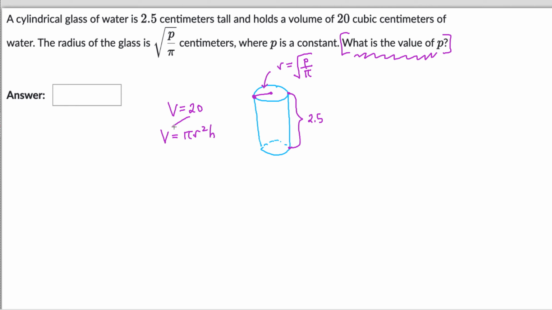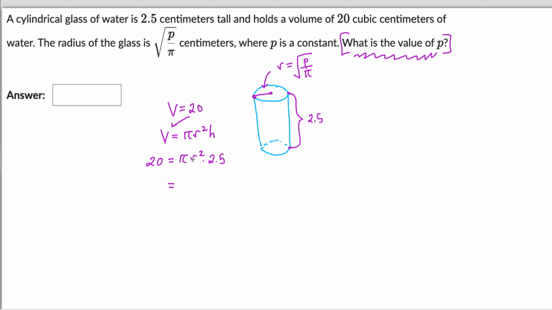And then you know that the volume of this cylinder is 20. You know pi is approximately 3.1415, and that's all you care about. Then it says r squared, so let's just leave it r squared because this expression is ugly. It also gives us the height, which is 2.5. That's how tall it is.